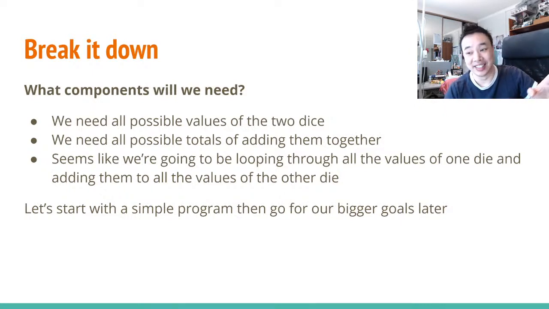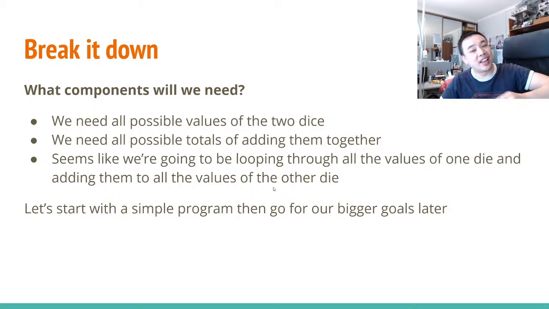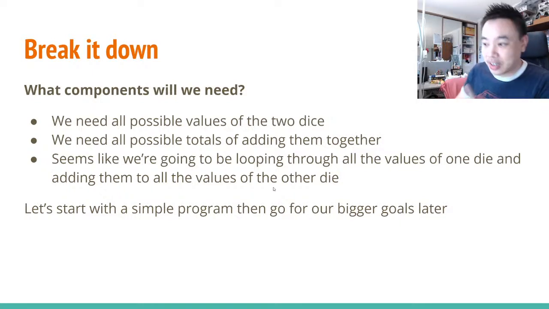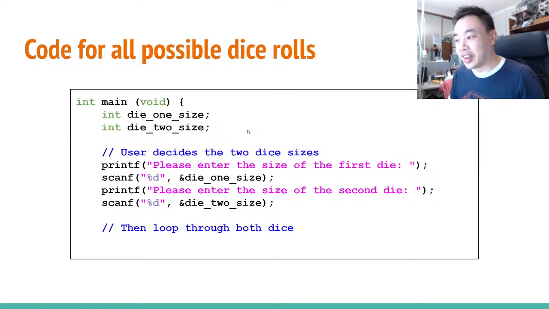But for now, it's easy because if we're going to go through all the possible values of a die, their numbers, and we can count up through numbers, we're obviously going to use while loops for this. Great, good stuff. We can use loops. So if we loop through all the values of one die and then add them to all the values of the other die, looks like we might be doing a loop within a loop. So, here's the code, but let's write it instead.